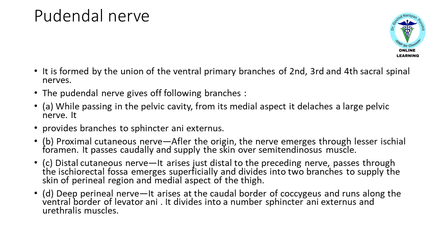The pudendal nerve is formed by the union of the ventral primary branches of the 2nd, 3rd, and 4th sacral spinal nerves. It provides branches to the sphincter ani externus and divides into several branches that innervate the skin and muscles of the perineal region.